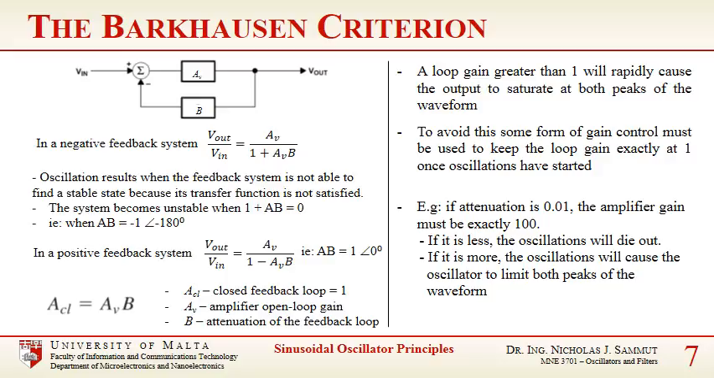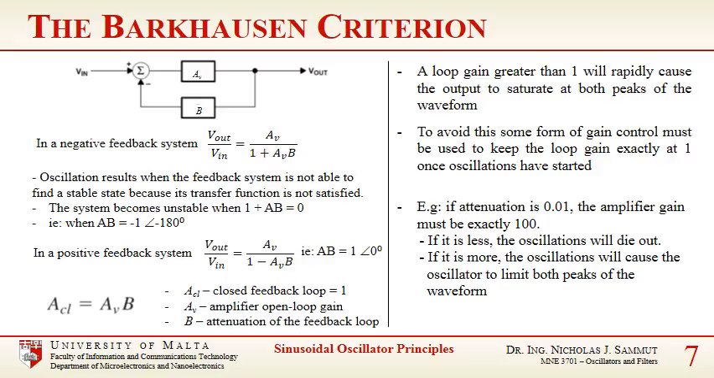So in a positive feedback system, the gain is equal to 1 and the phase shift is equal to 0. So basically you need to have a closed loop gain of 1, an amplifier open loop gain of AV, and an attenuation in the feedback loop of B. A loop gain greater than 1 will therefore rapidly cause the output to saturate at both peaks of the waveform.